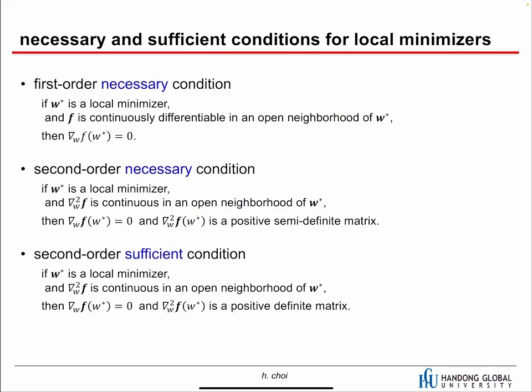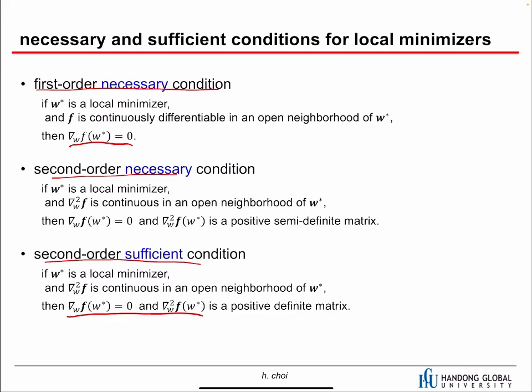In this slide, we have necessary conditions and sufficient conditions for local minimizers. When we have a local minimizer, it has some specific conditions. We have a first order necessary condition, a second order necessary condition, and a second order sufficient condition. Necessary condition means if it is a local minimizer, then it should satisfy this condition. If it is sufficient, then as long as it satisfies this condition, it is a local minimizer. I think you're already familiar with the definition of necessary and sufficient conditions.